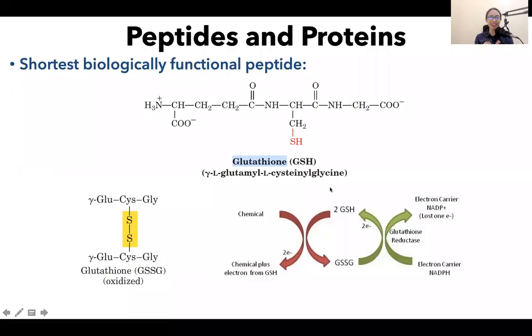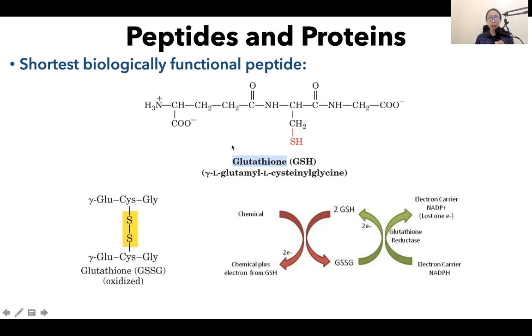You might think that only your proteins are the functional polypeptides, like we won't care about your dipeptides, tripeptides, and so on. You're wrong. Even dipeptides, they have functions. Now, the shortest, biologically, take note, biologically functional peptide is a tripeptide. So this tripeptide is called glutathione, and it's made up of glutamic acid, cysteine, and glycine.